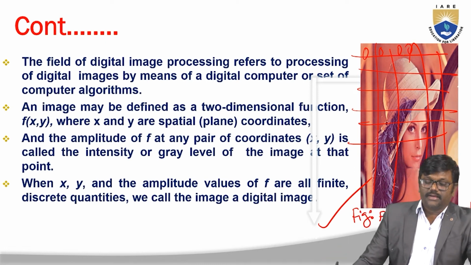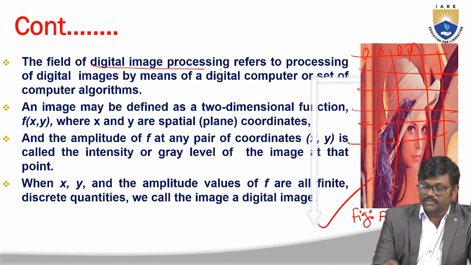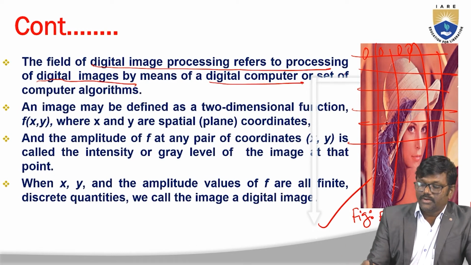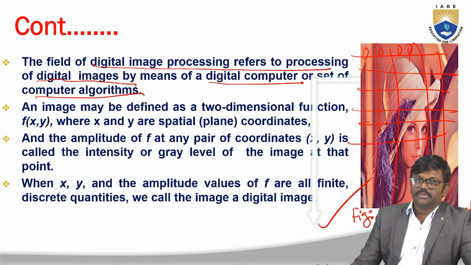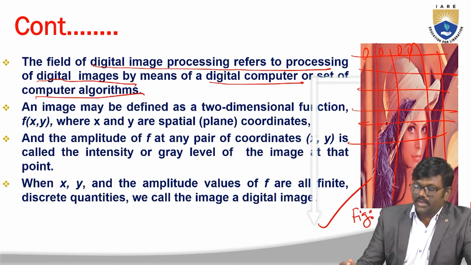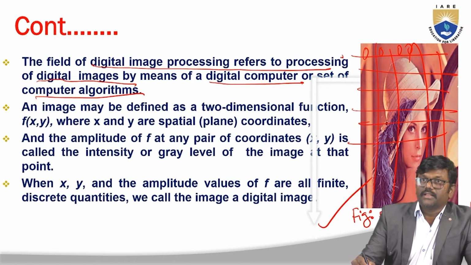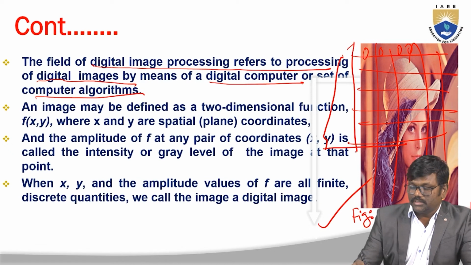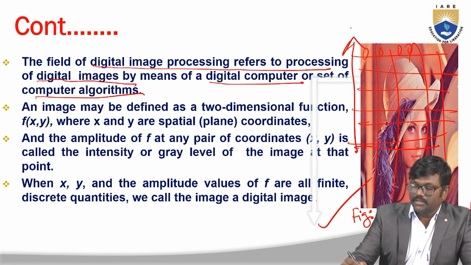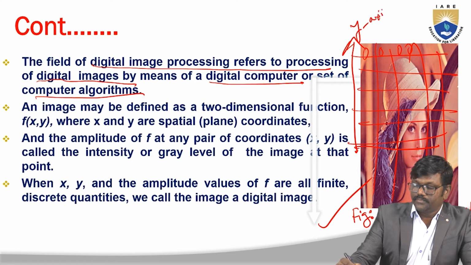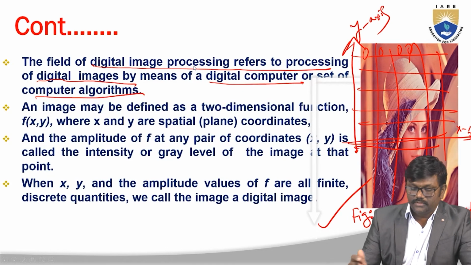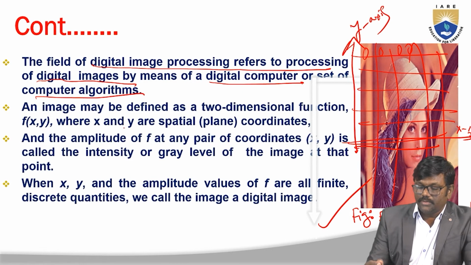The field of digital image processing refers to the processing of digital images by means of a digital computer or a set of computer algorithms. How can we prepare an algorithm? We can prepare that algorithm based on your selected image in terms of two dimensions. Based on the simple definition, this is the y-axis, this is the x-axis.